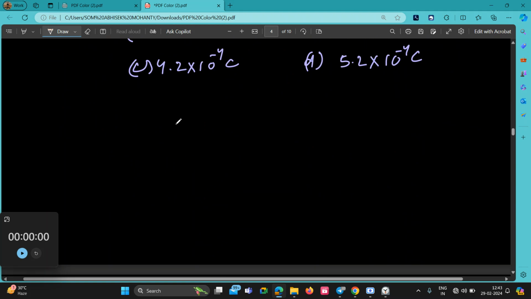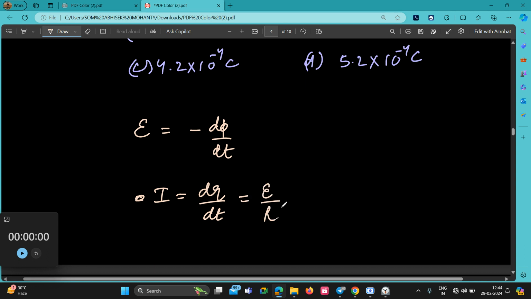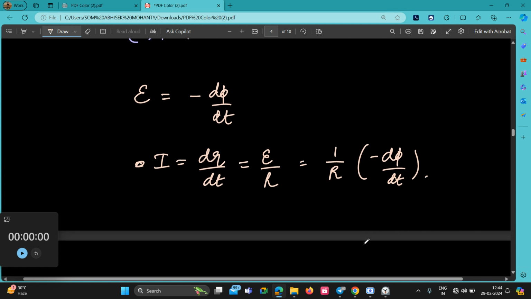See, we know EMF E is equal to minus dΦ/dt, right? Correct. And we know I is equal to dq/dt. And I is also equal to EMF divided by resistance. So I equals 1/R times minus dΦ/dt.